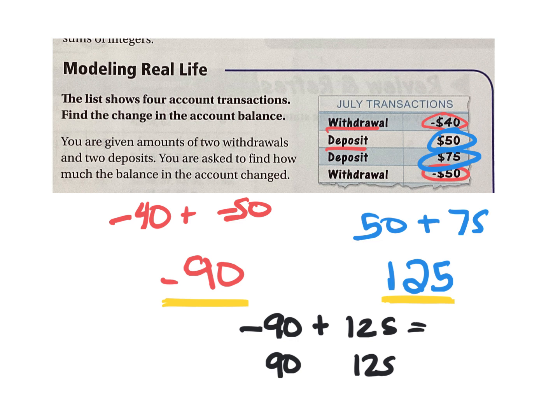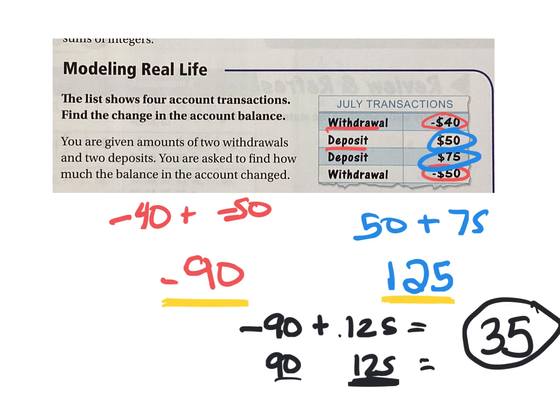So it's a 35. Now, absolute value, which one's bigger? This 125 is bigger, and it's a positive. So we ended with a positive $35. And that is the change in the account, which makes sense because you can see that you deposited more money than you took out. And so you should have a positive amount, and $35 is what you have.